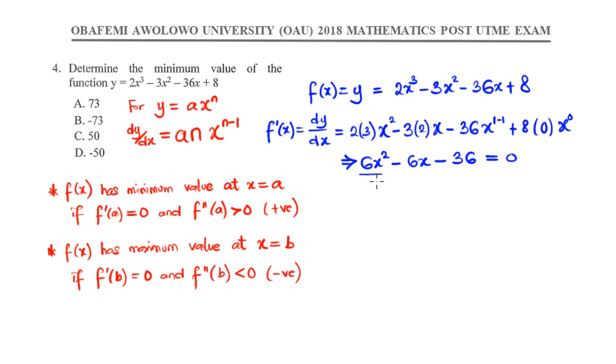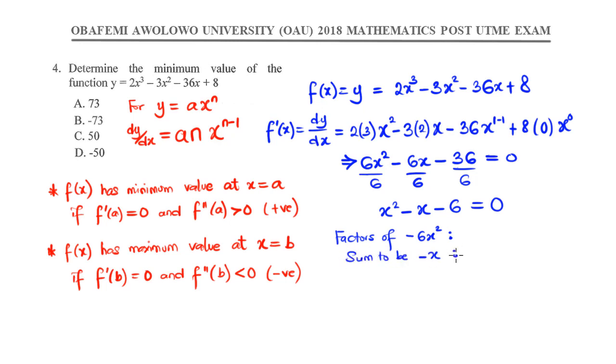So if we equate it to 0, and we can see that 6 is common, we divide all through by 6. We're going to have x squared minus x minus 6 is equal to 0. We want to factor out this quadratic equation now. If you look at this, our factors of minus 6x squared, which is the product of the factors, and then the sum of the factors, we will need to sum them to be minus x. So we need 2 factors, and each of the factors will carry x.